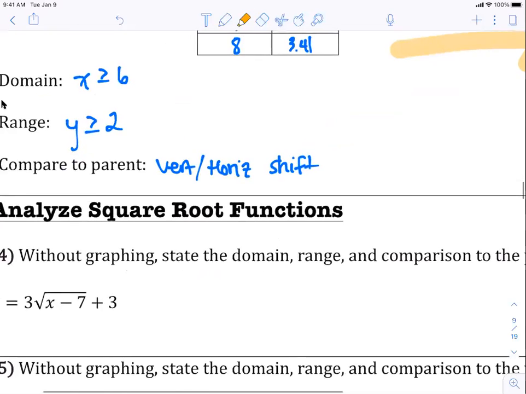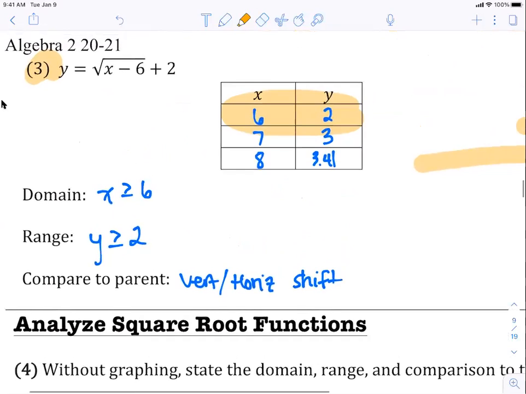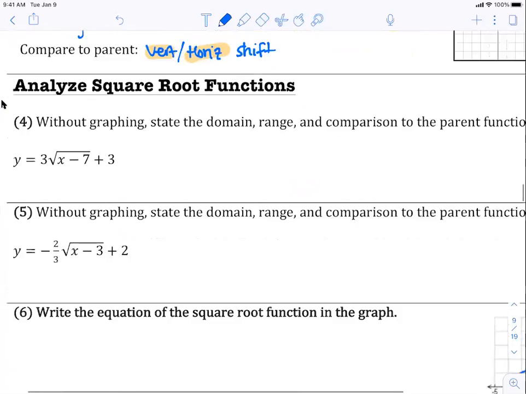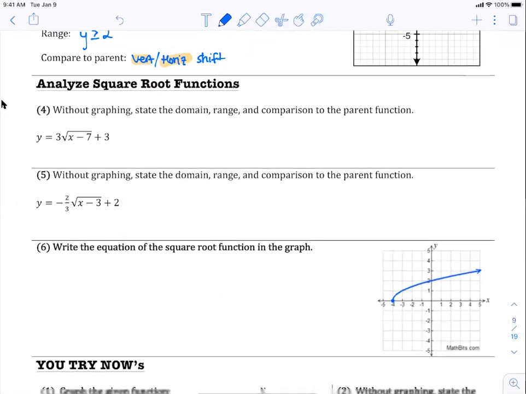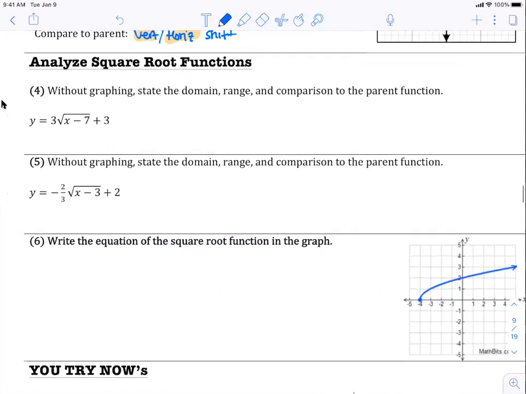Now for this one in terms of comparing to the parent, there really only were 2 transformations. It had a vertical shift and a horizontal shift because we had numbers inside with my x and out on the end. The reflection and your 2 types of stretch or compression, that would all be if you had a number other than 1 out in the front, which we don't. Now, if you look down a little bit to the next section, it says analyze square root functions. Here, I'm going to basically do what we did above, and you're just going to do it without graphing.